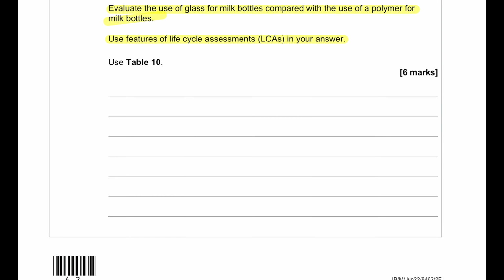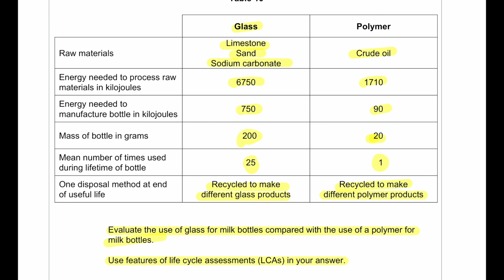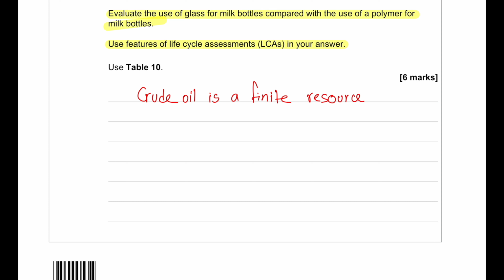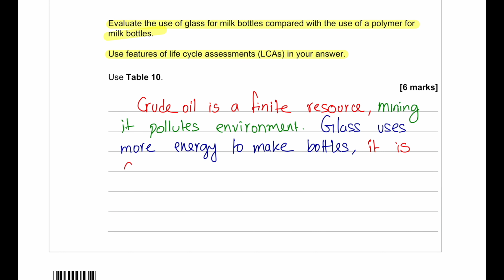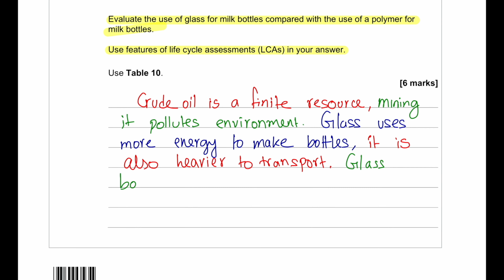In a question like this, we have to take the information from here. So how are we going to go about this? First of all, we're going to talk about raw material. Since we are asked to evaluate the use of glass for milk bottles compared with polymer for milk bottles, we can give the points like this. For the raw material, crude oil is a finite resource, and mining it pollutes the environment. Glass uses more energy as a raw material input. Then for manufacturing, glass uses more energy to make per bottle. Glass is heavier, so it takes more energy to transport.